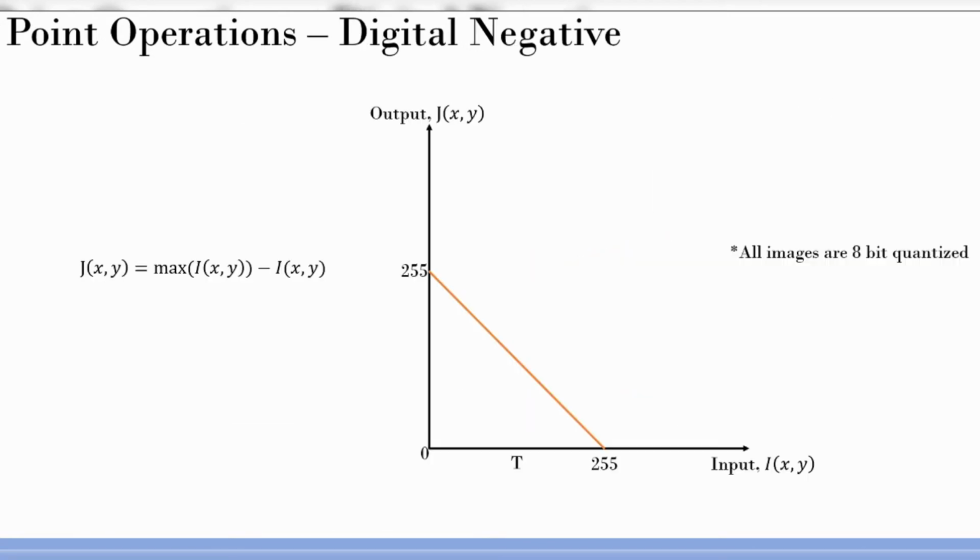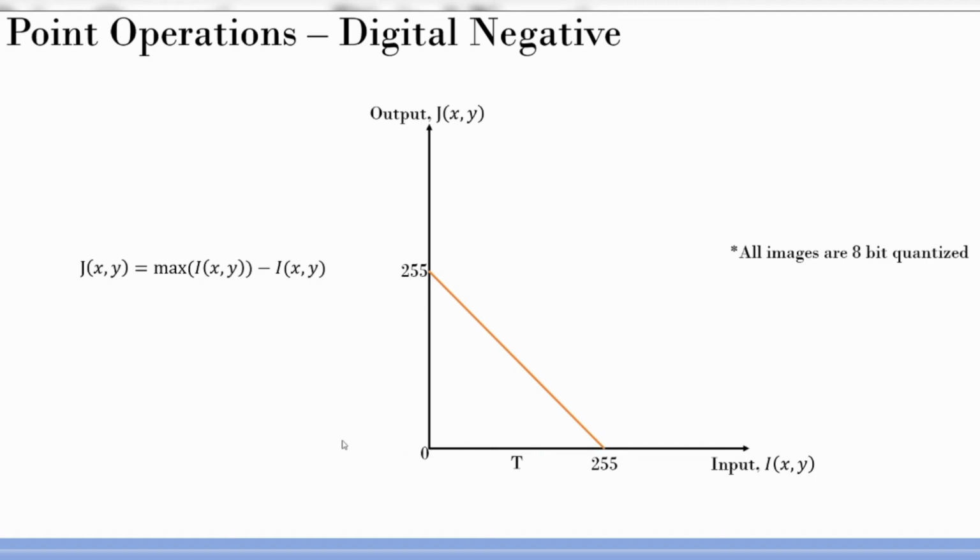The other interesting operation is the digital negative. I would like to call it a digital negative because I am going to invert the image. When I say inversion, what exactly does it mean? Again, this is a transfer function. The input intensity is on the x-axis and the output intensity is on the y-axis. So if you observe here, the zeroth intensity in the input is mapped to 255, and the 255th intensity in the input is mapped to 0.